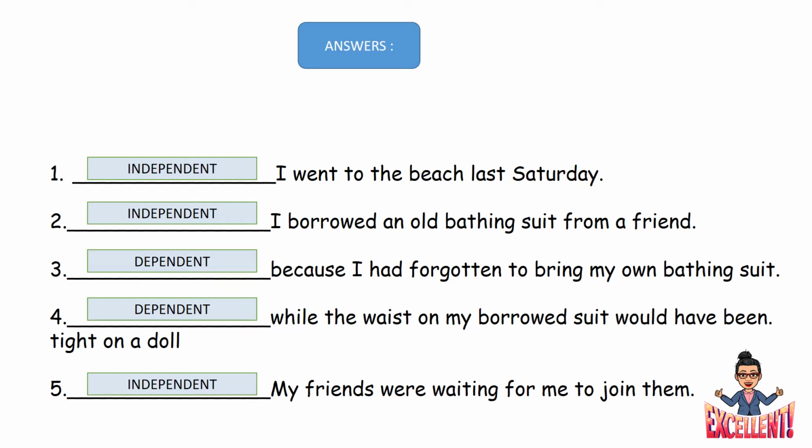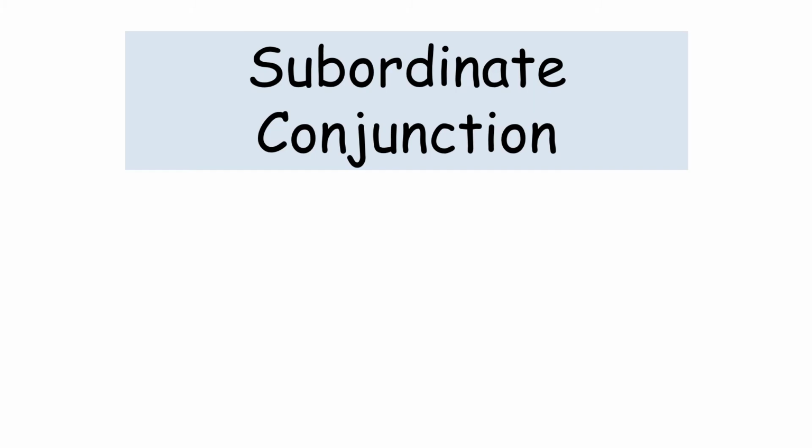Great job! Again, an independent clause is a sentence that can stand on its own, while a dependent clause cannot stand by itself. It depends on an independent clause to help it be part of the complete sentence. Since we are done reviewing, let's go now to the next lesson.